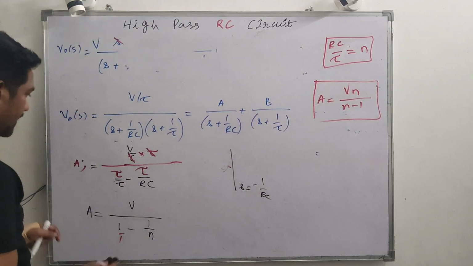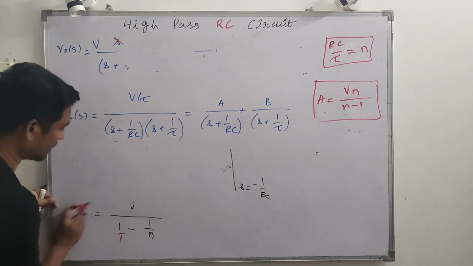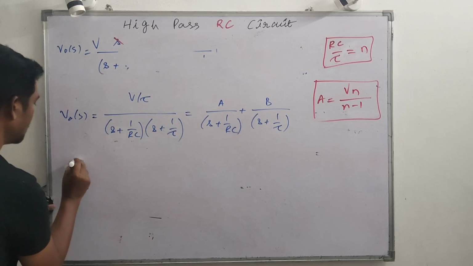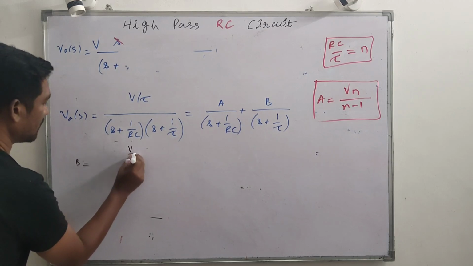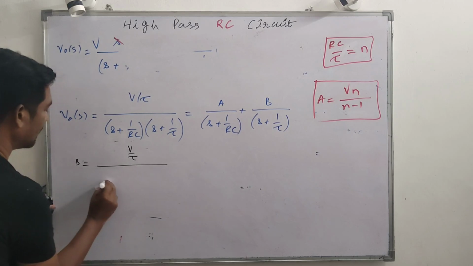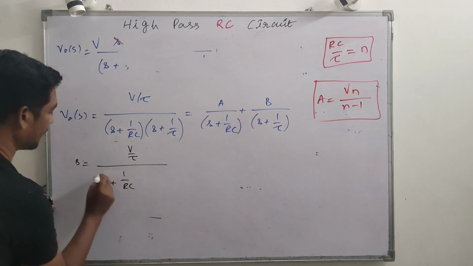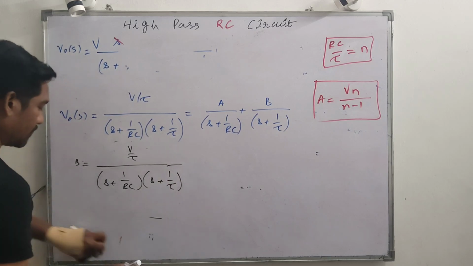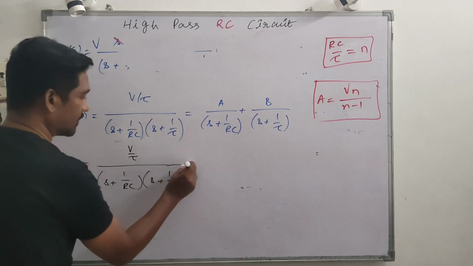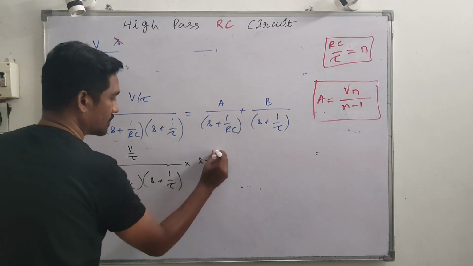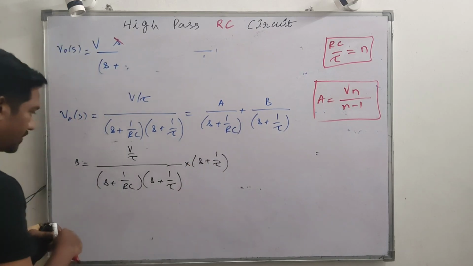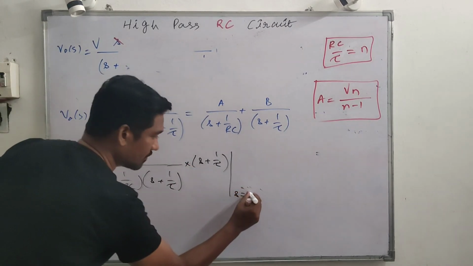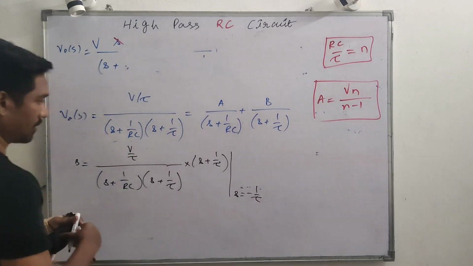In a similar way, finding out that for B, with the same approach, what do we have? We have to consider this once again. B will be equal to V upon tau upon s plus 1 upon RC into s plus 1 upon tau. Once again, for B, this entire fraction is multiplied with the B residue, s plus 1 upon tau over here, and subjecting whatever leftover s is substituted with minus 1 upon tau. That's the procedure.